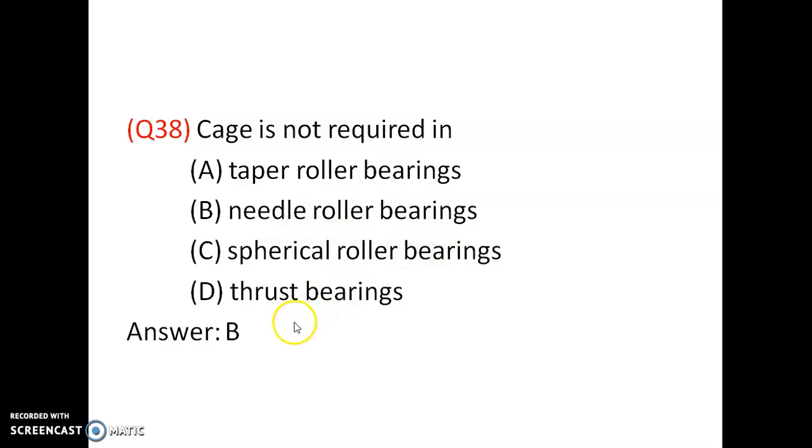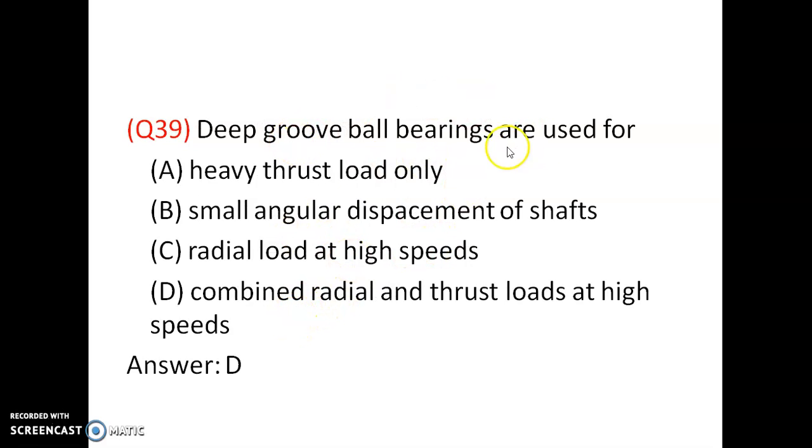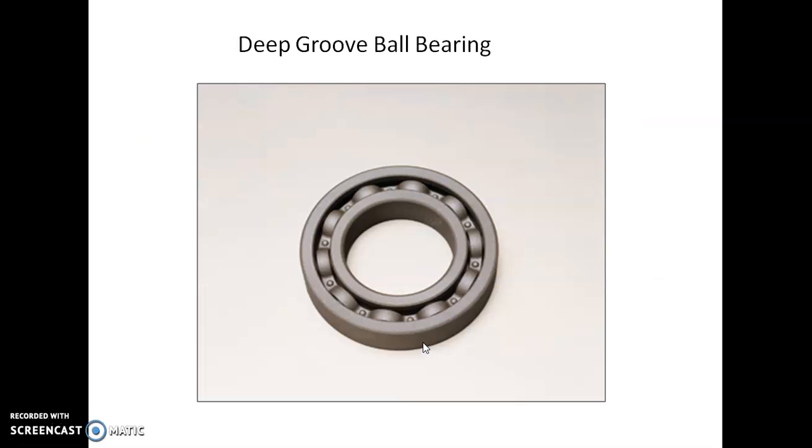Option B is correct. Deep groove ball bearings are used for combined radial and thrust loads at high speeds. So deep groove ball bearing as well as tapered roller bearings can be used for combined radial and thrust loads at high speeds. This is a deep groove ball bearing.